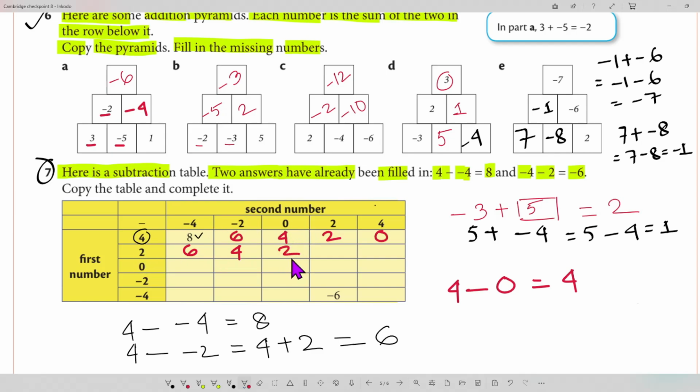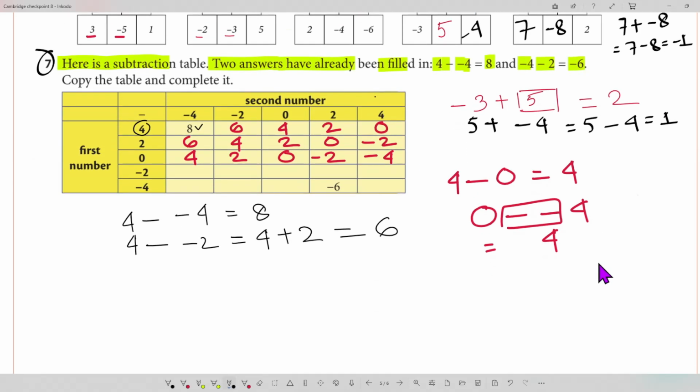2 minus 0, 2. 2 minus 2, what? 0. 2 minus 4, minus 2. Simple. 0 minus minus 4. Now what will be the exact answer? Here is 0, then minus, then 4, so it's a plus, so here is just 4, right? Then 0 minus minus 2, so here is 2. 0 minus 0, 0. 0 minus 2, 2. 0 minus 4, minus 0 minus 2, it should be minus 2, right? Then minus 4.